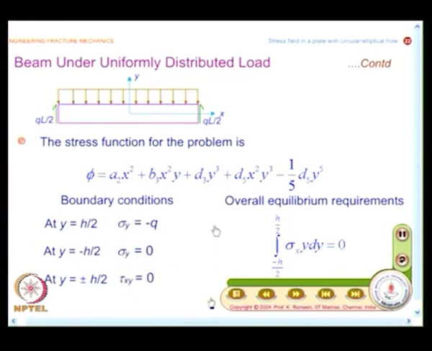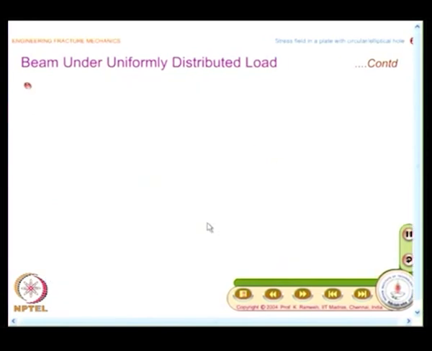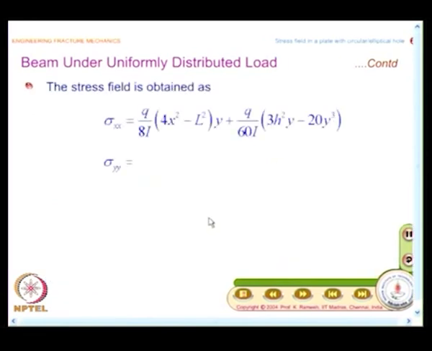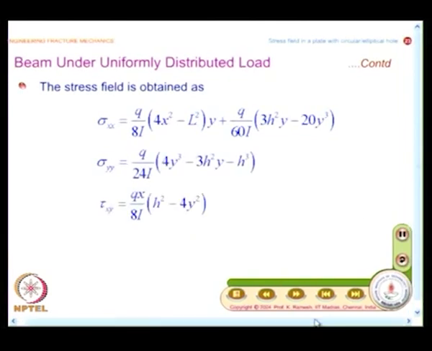So, we will directly look up what these stress quantities are, and I get sigma xx as q by 8I into 4x squared minus L squared, times y. If you look at it like this, it looks as if it is something different. In essence, this is nothing but what you get from your flexure formula. This term is nothing but My by I.